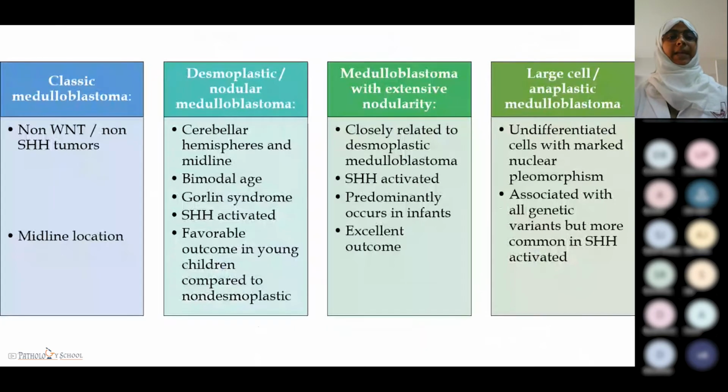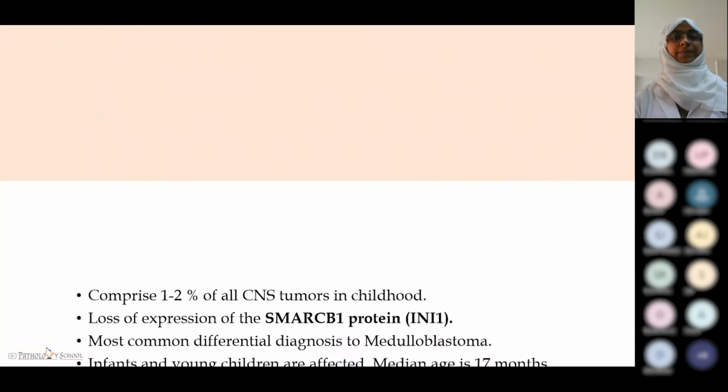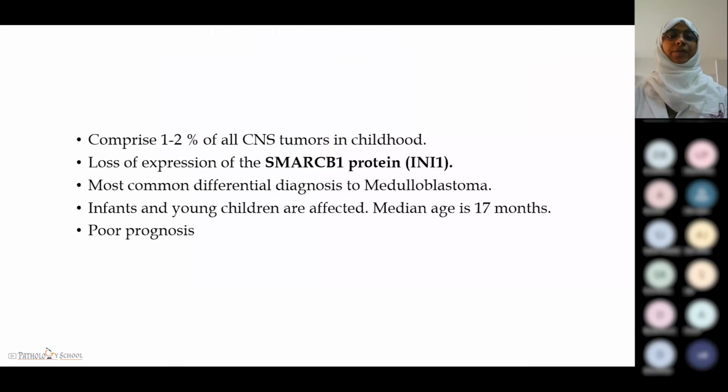So this is what I've explained: classical type, desmoplastic type with extensive nodularity, and large cell. Now comes the atypical teratoid rhabdoid tumor, comprising 1 to 2% of CNS tumors. The characteristic feature is loss of expression of SMARCB1 protein.